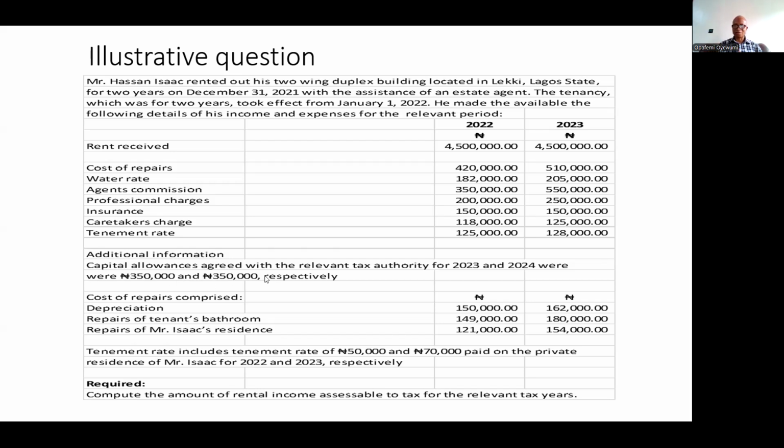So for both years, 350,000. Cost of repairs comprised of the following: depreciation, repairs of tenants' bathroom, repairs of Mr. Isaac residence. Tenement rate includes tenement rate of 50,000 and 7,000 paid on a private residence of Mr. Isaac for 2022 and 2023 respectively. So we can see the different information given to us right now for us to be able to compute the rental income assessable to tax for the relevant years.